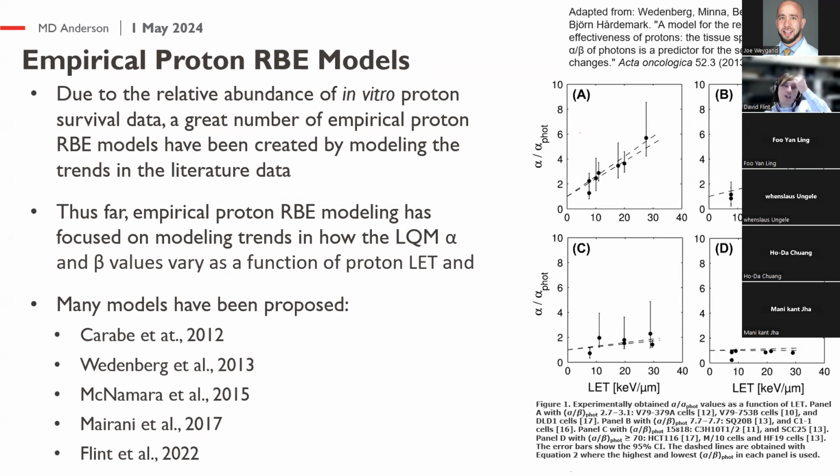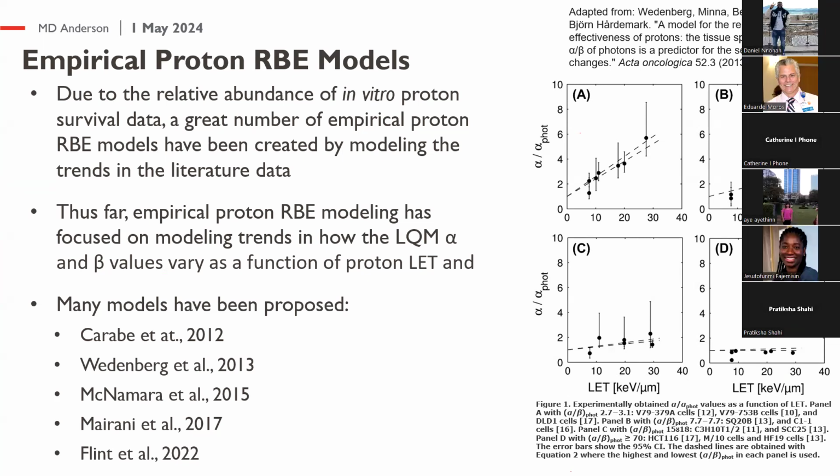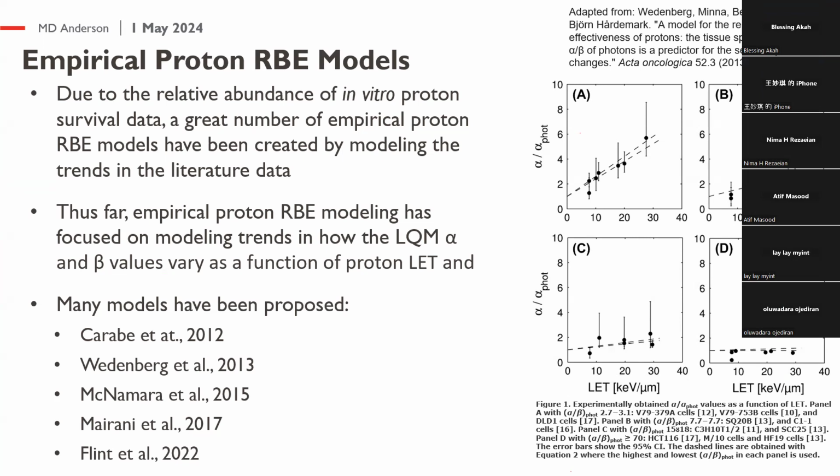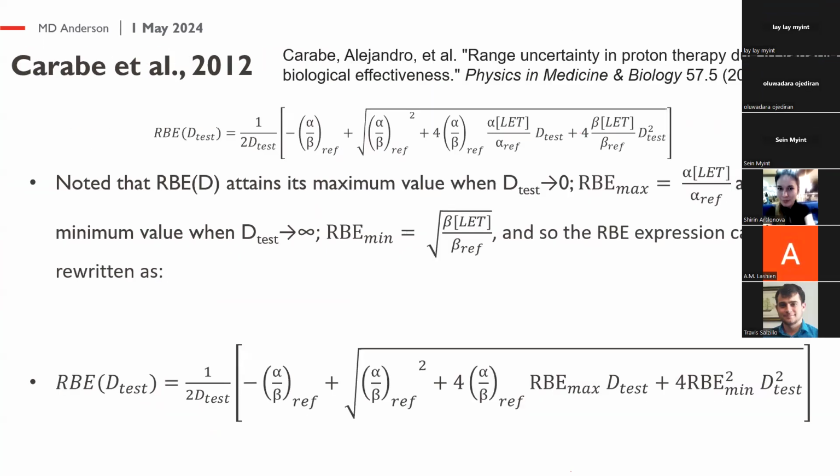Now, fortunately, in the case of protons, due to the great availability of cell survival data in the literature, it's been relatively straightforward to develop empirical models based on the trends in the data. So you can see here on the right, much of this effort has been focused on trying to understand the trends in the ratio of alpha or beta to the reference values as a function of LET. Here I'm going to walk through the progression of a few of these models, since I think it's going to be quite instructive to see what trends people are actually modeling.